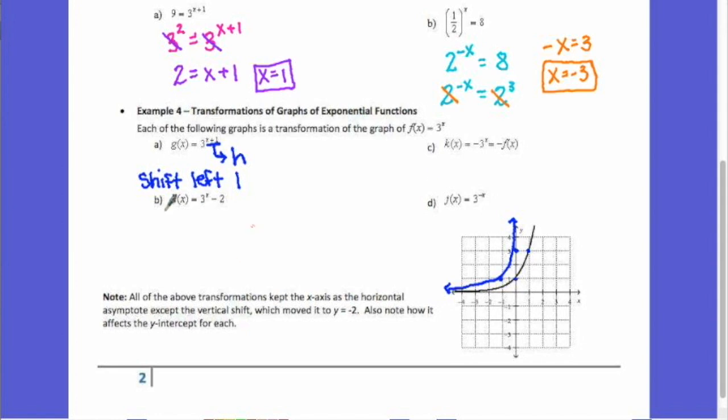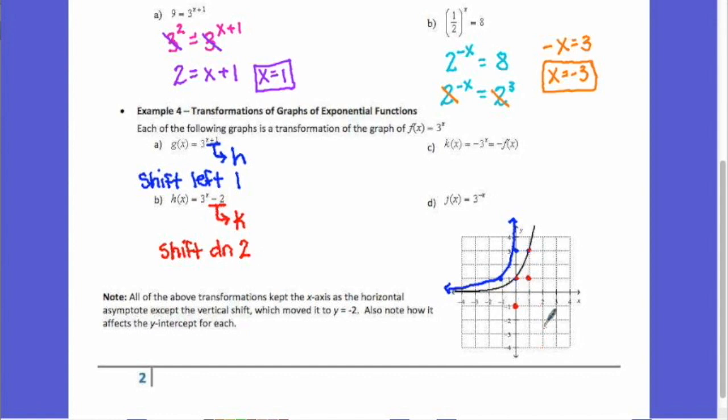Try again with b. On this one, I have 3 to the x minus 2. Is that an a, a b, an h, or a k? Well, it's tacked on to the end, so that's our k. What does that do? That's going to shift us down by 2. So now we take these same points that I just used a minute ago, only now we shift them down 2. 1, 2, and 1, 2.